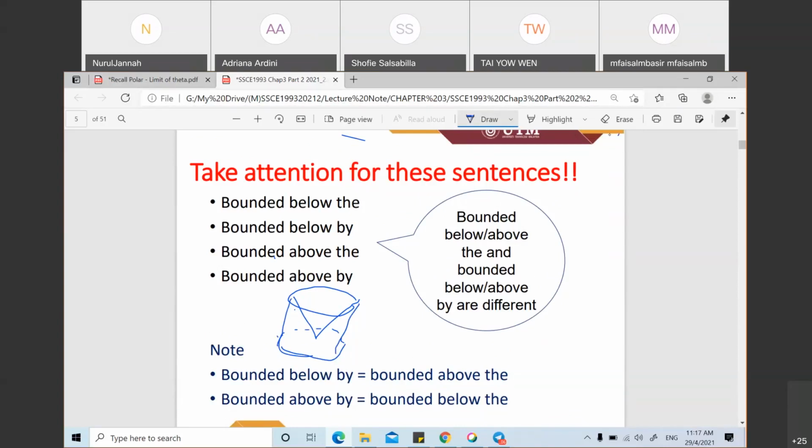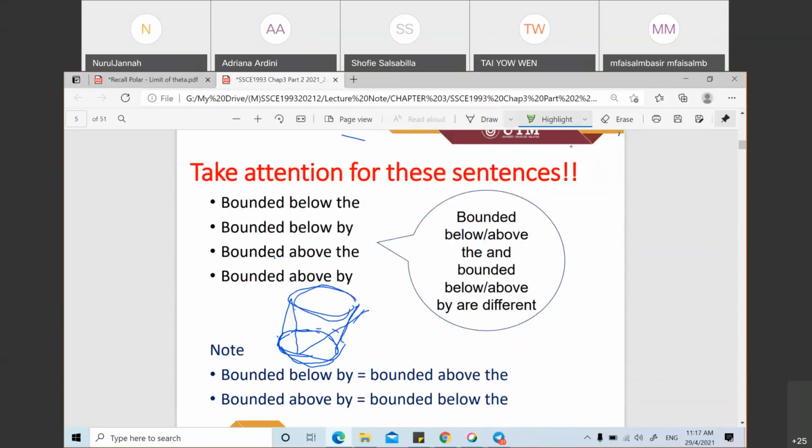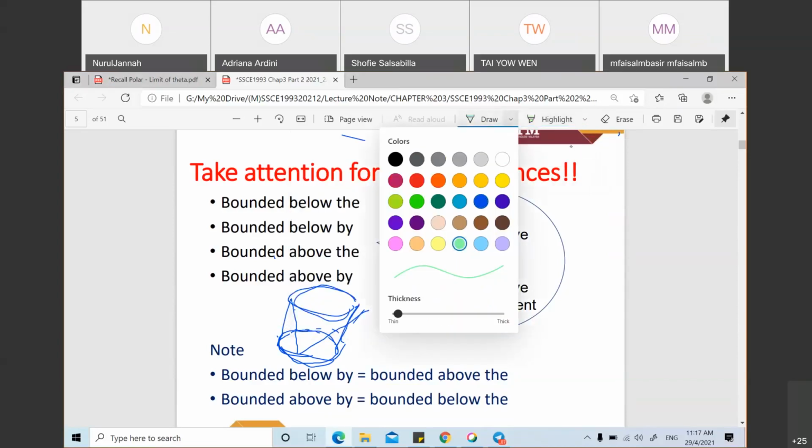So I think this should be, okay. Okay. So let's say I said bounded below the cone. So the cone will be, yeah. You know why I cannot use highlight? Okay. Yeah.